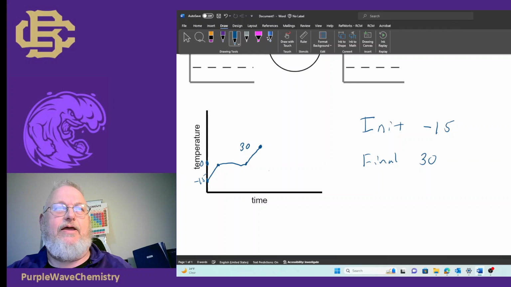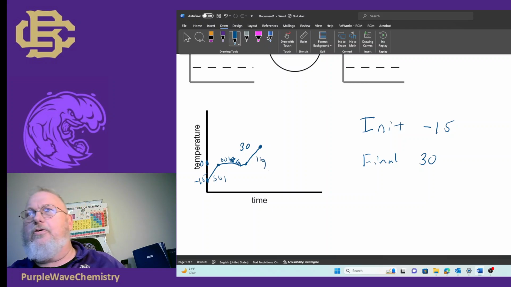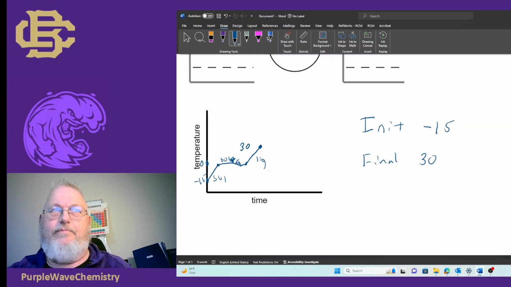So what have I got right here? I've got a solid. Here I've got solid and liquid. I got solid and liquid. And here, after it starts to rise, I'm doing some temperature change. I've got a liquid present. Cool. I can live with that.